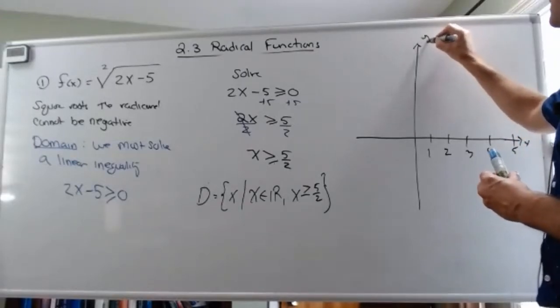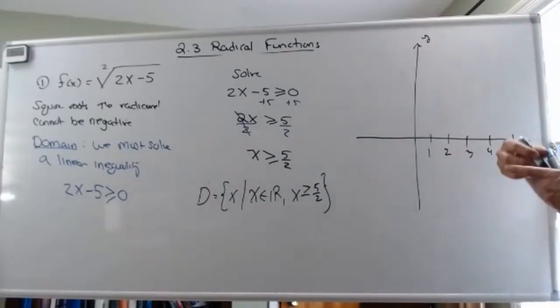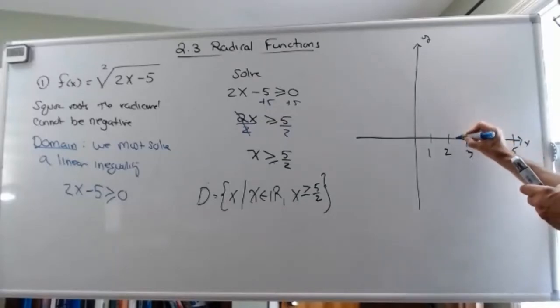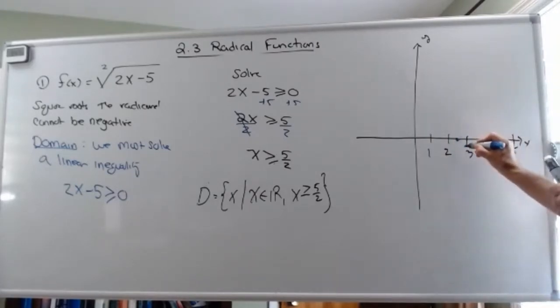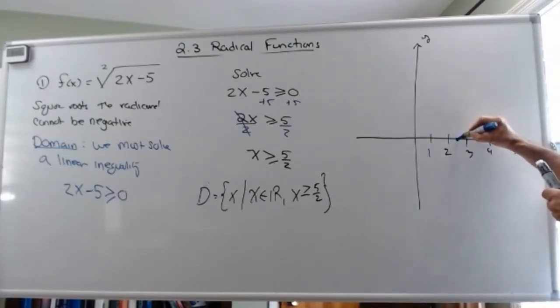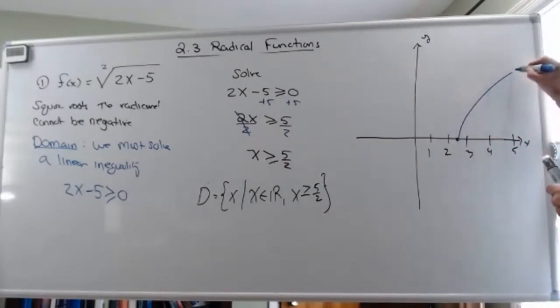So again, now my domain are all the values that are 2.5 or greater. That's everything, including 2.5 and to the right. That's my domain. And the function itself would look like that.